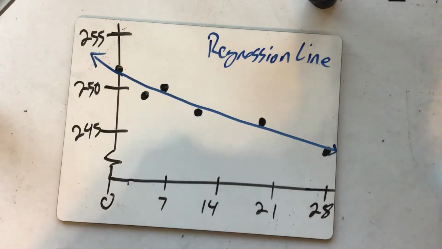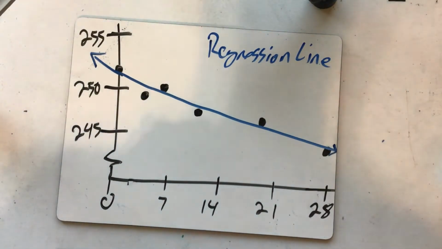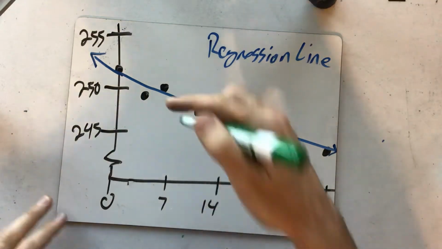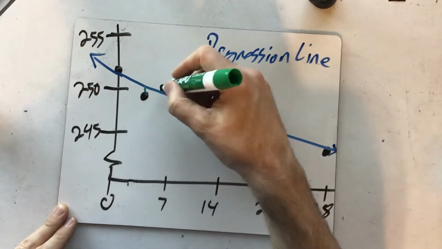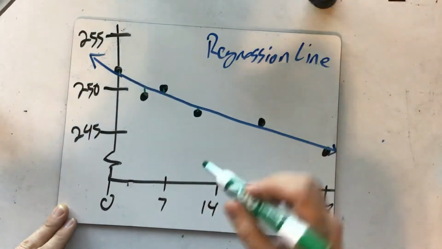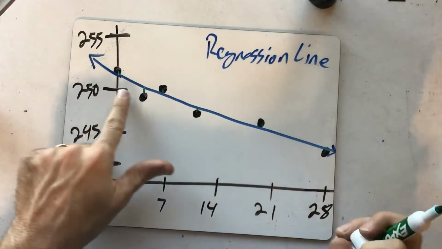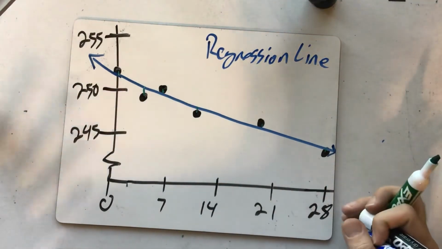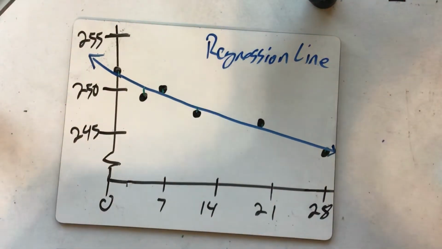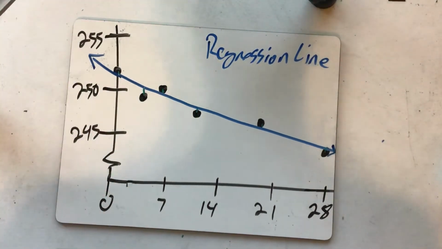Well, what is the best line? Notice there are lots of lines that go through the middle of the dots. How do we decide what the best one is? Well, what you do is you take each distance. So there's a distance, there's a distance, there's a distance, there's a distance, and there's a distance. You take each of those distances and you try to make the sum of all those distances as small as possible. Well, actually, we don't make the sum of the distances as small as possible. We make the sum of the squares of the distances as small as possible.